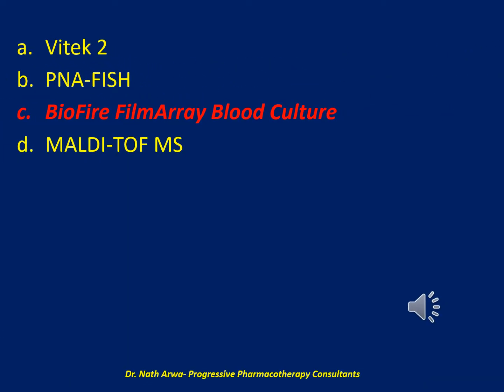And the correct answer is C, BioFire FilmArray blood culture. FilmArray can identify species within 1 hour of positive blood culture and includes identification of Enterobacter species. PNA FISH is similarly rapid, though does not identify Enterobacter species. MALDI-TOF would be third, as it requires growth from culture, though the test itself can take as little as 15 minutes per isolate. Vitek 2 and commercial systems are a distant last.